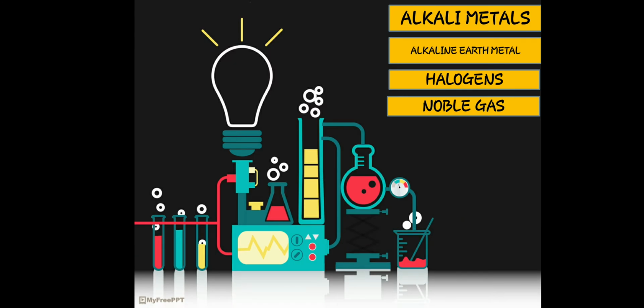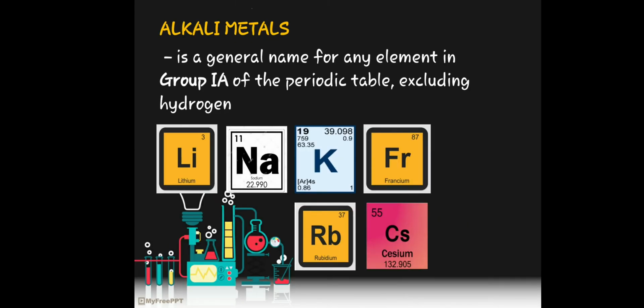Continuing our discussion, let's discuss now the alkali metals, the alkaline earth metals, the halogens, and the noble gases. Let's now know what elements are in alkali metals, in alkaline earth metals, in halogens, and in the noble gases. Okay, next slide.